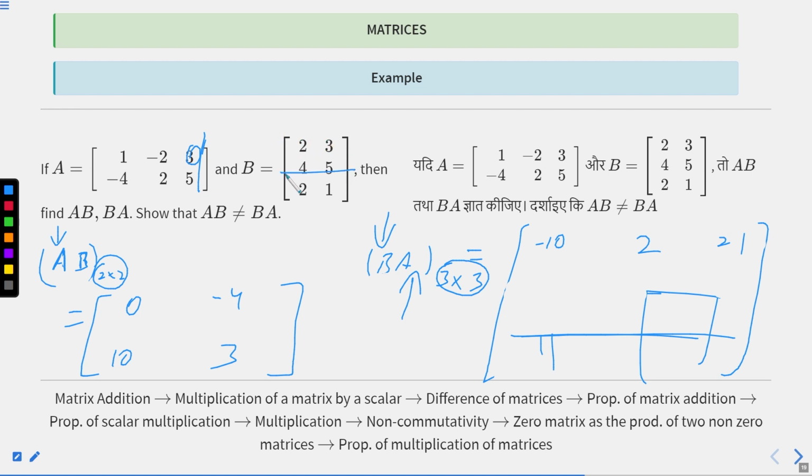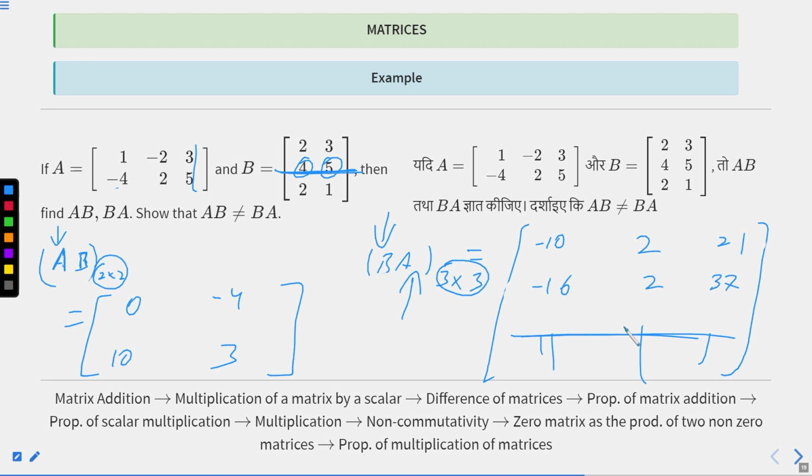Now the second row will be fixed, and for this entry we have to multiply with the first column. So 4 multiplied with 1, you will have 4. 5 multiplied with minus 4, you will have minus 20. This means minus 16. Now this, 4 multiplied with minus 2, you will have minus 8. 5 multiplied with 2, you will have plus 10. So this means 2. Now this, 4 with 3 is 12, plus 5 with 5 is 25. You will have what? 37.